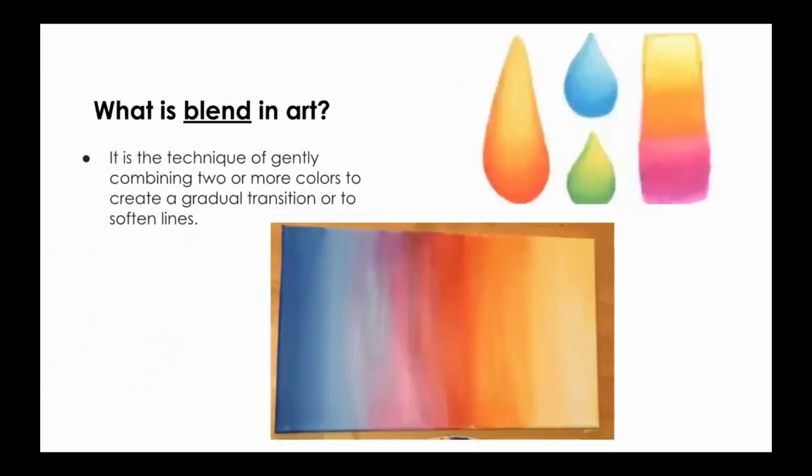Now before we get into the art activity, there are a few things that we need to know. What does it mean to blend in art? Blending is a technique of gently combining two or more colors to create a gradual transition or to soften lines. As seen in the example, we have pink gradually transitioning into orange and then yellow. We also have what looks like colors from a sunset. It goes from yellow to orange, red, purple, and blue.